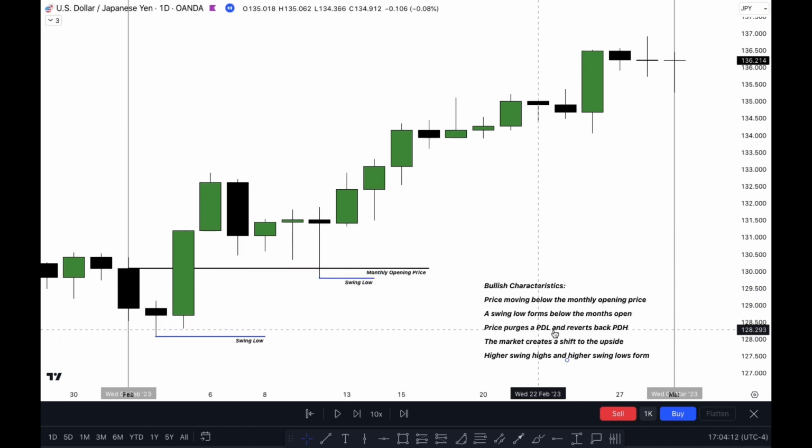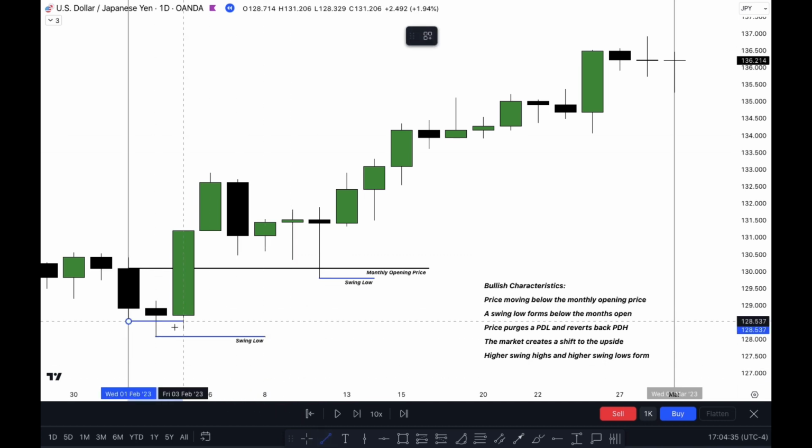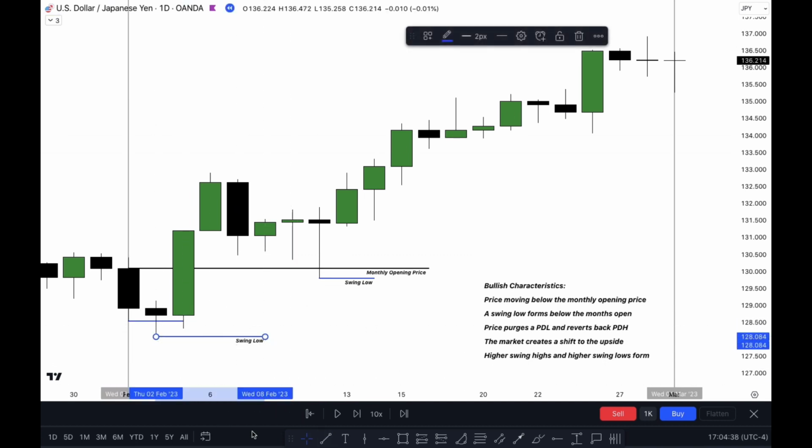Price purges a previous daily low and reverts back to a previous daily high. Now this is the same thing as a swing low, because what's happening in that swing low is exactly what's read on this 3rd bullet point. Price here is purging the previous daily candle's low here, right? And then the following day, price is reverting back to the previous daily high here. So we can see price running the low here and then reverting back here.